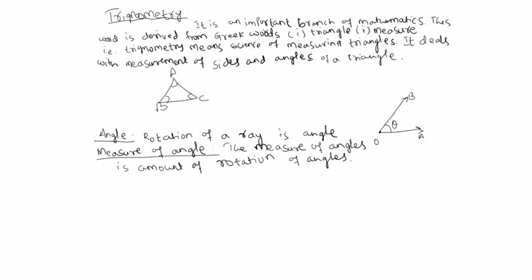Now, side means the distance from point A to point B will be a side. Angle is nothing but the rotation of a ray. That is, suppose we have a line, and the line rotates by some amount, so that amount will be the angle. It means it is making some displacement from one place to another. So this rotation will be an angle, and the amount by which it is rotating will become the measure of the angle. So using this we can define the trigonometric ratios.